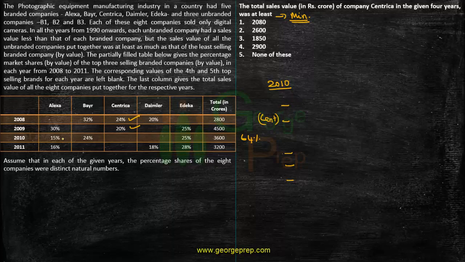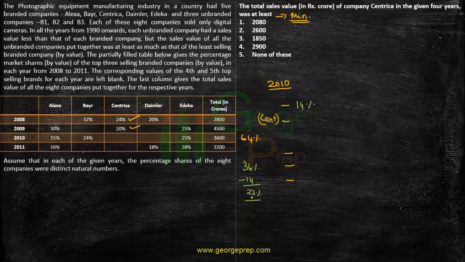And what is the maximum possible value for the 4th company? 15, 24 and 25 are there, so I cannot give a value more than any of these. So the maximum possible value is 14%. Now once I've given 14%, 36% minus 14, I'll be left with 22%. The 22% has to be distributed to these 4, and now we want Centrica to be as least as possible.